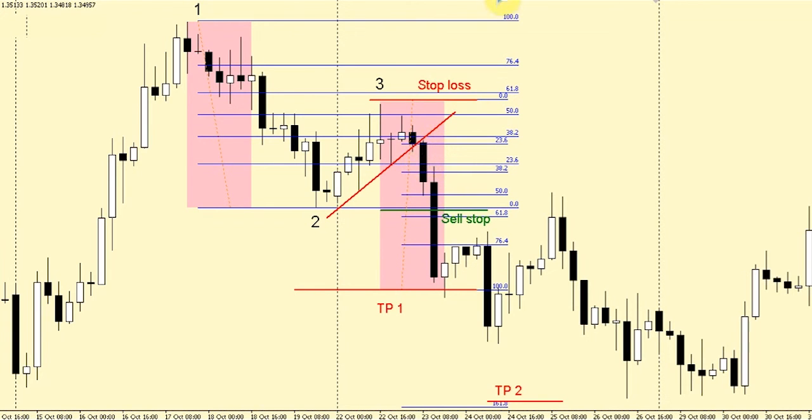It is worth remembering that this is a more aggressive trading option and it has higher risk than the classical trading option for this pattern.